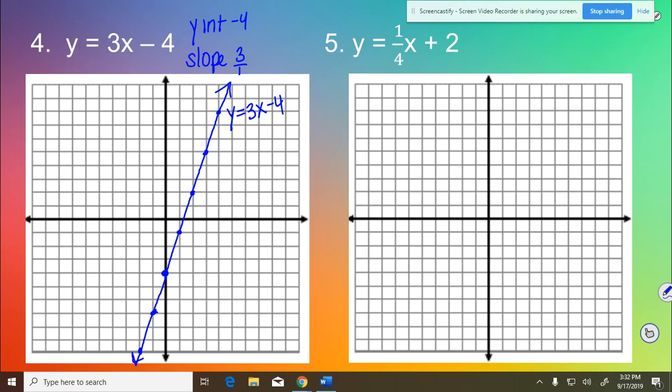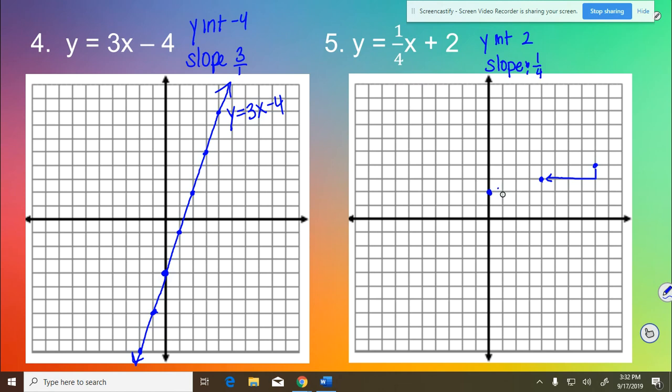All right, lastly, we have number 5, y equals 1/4 x plus 2. Again, remember, this one is a positive 1/4, so the slope should look like it's going uphill. Slope is 1/4. And the y-intercept is also positive because of the plus 2. So we're going to start at 2 on the y-axis, and then we're going to go up 1, right 4, up 1, right 4, or continuing the pattern the other way, down 1, left 4, down 1, left 4.